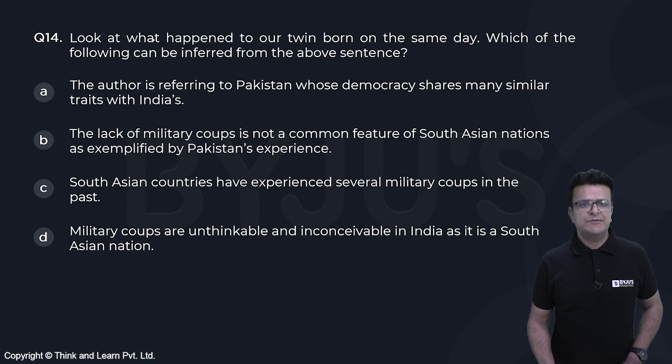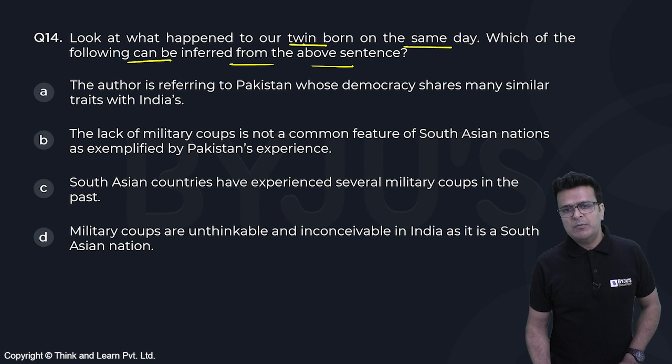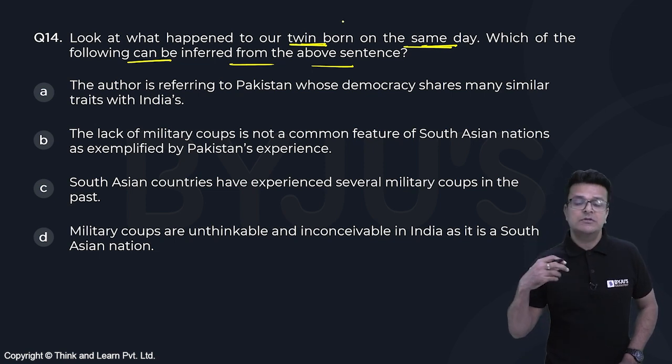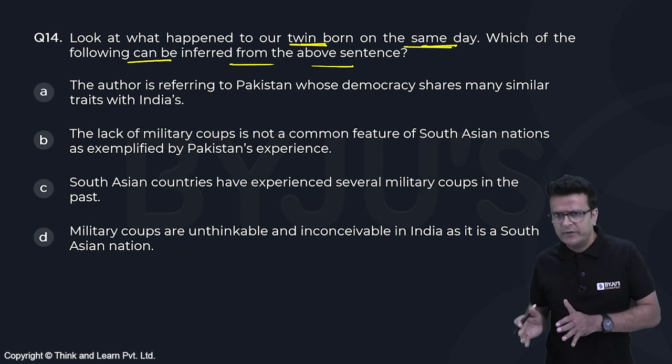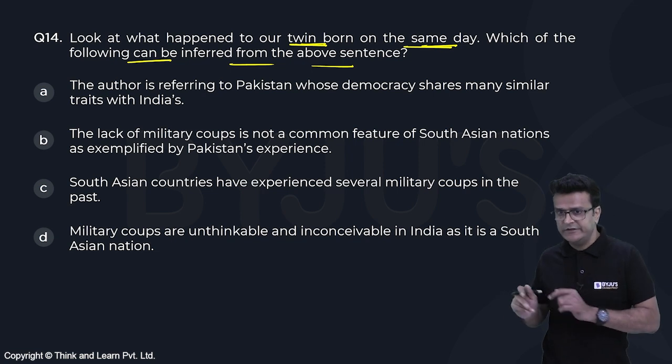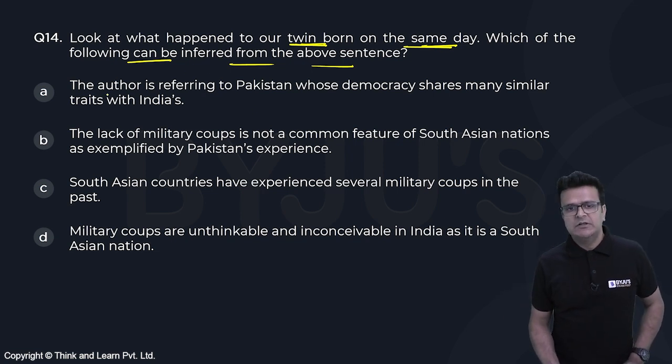Question 14 says, look at what happened to our twin born on the same day. Which of the following can be inferred from the above sentence? Very easy. We are talking about our twin born on the same day. So we are talking about the country, and we are talking about another country that was born on the same day, and we are talking about it in a negative way, that we did a good job, they did not. So let's look at it. The author is referring to Pakistan, whose democracy shares many similar traits. Not really, we are talking about something negative.